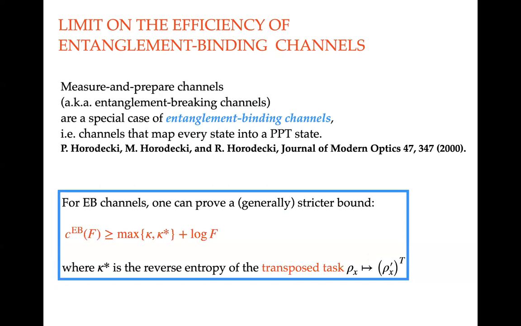And it turns out that there is an expression for the cost of entanglement binding channels that has, instead of just having the reverse entropy, the maximum between the reverse entropy of the task you started from and the reverse entropy of the transpose of that task. So basically this PPT property becomes the fact that you have an alternative task, where you have the transpose and the same channel can do, or a related channel can do, equally well. So you can consider the transpose task, where you transpose the output, and you have a bound where the cost is controlled by this maximum.